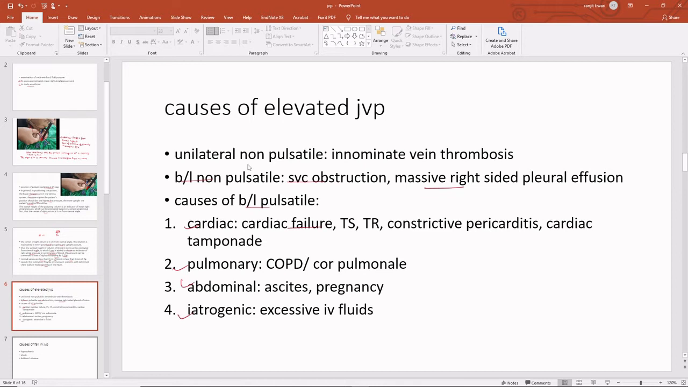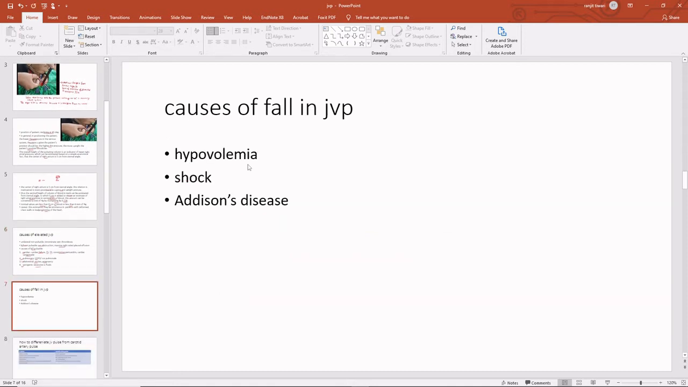Okay, cardiac failure is the most common cause of elevated JVP. Tricuspid stenosis, tricuspid regurgitation, constrictive pericarditis, cardiac tamponade. And in pulmonary causes, COPD, cor pulmonale; then ascites and pregnancy. The abdominal contents push the diaphragm upward and can cause elevation of JVP. And in pregnancy there is volume overload as well, which also causes elevated JVP. Excess IV fluids, an iatrogenic cause. Okay, and these are the causes of the fall in JVP.